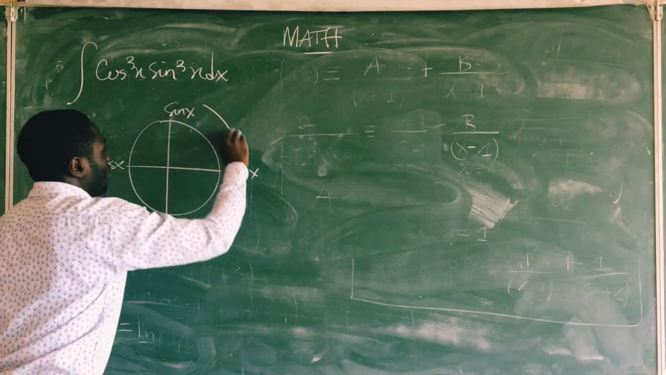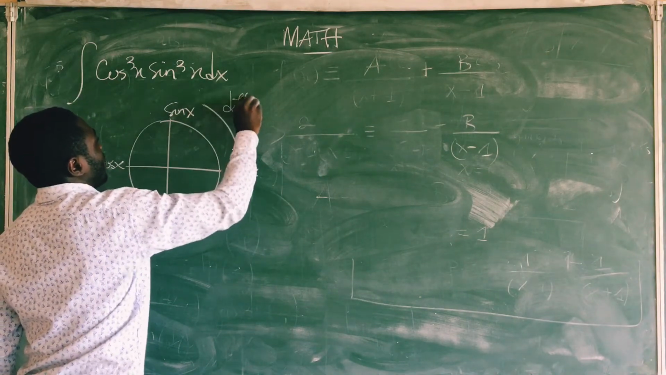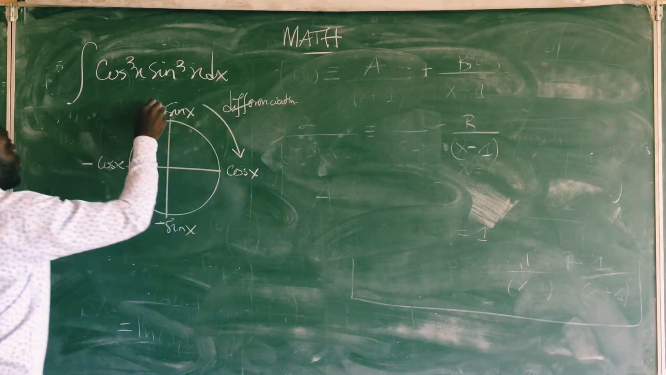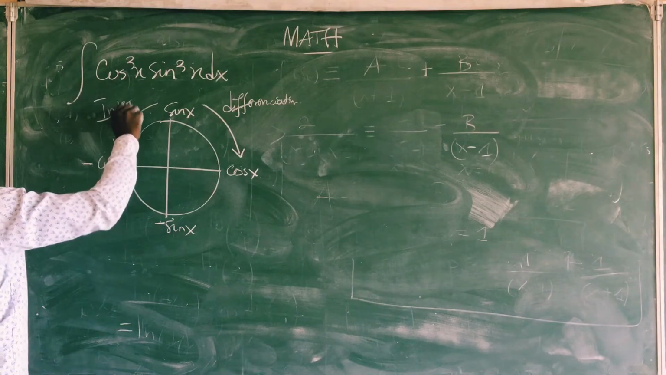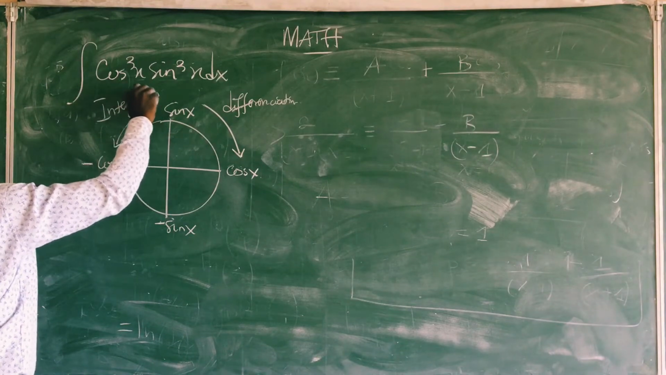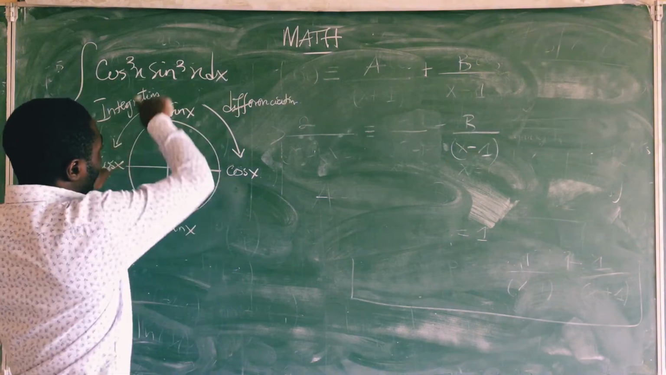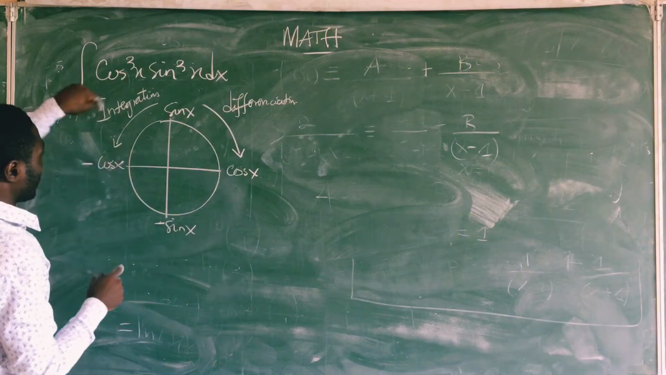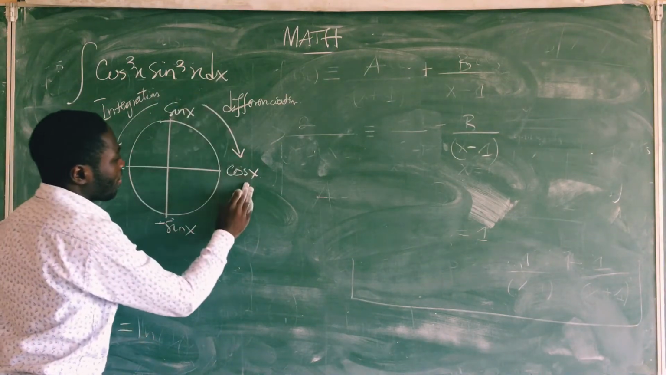When I go towards this direction, I am differentiating. It's differentiation. And when I go towards this direction, it is integration. So to the right is differentiation. When I go clockwise, it's differentiation. Anti-clockwise, it is integration.